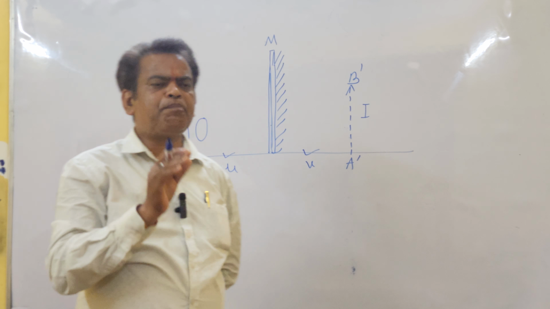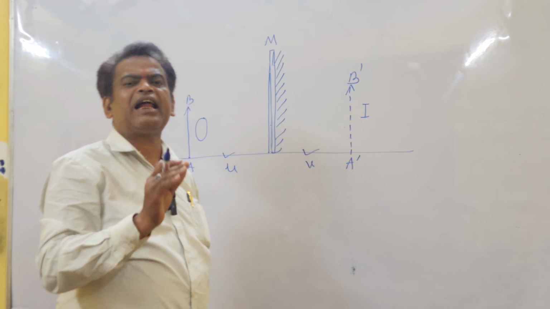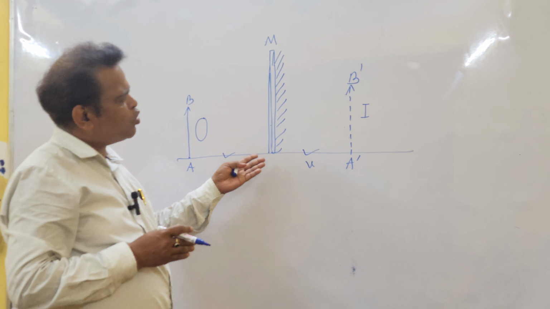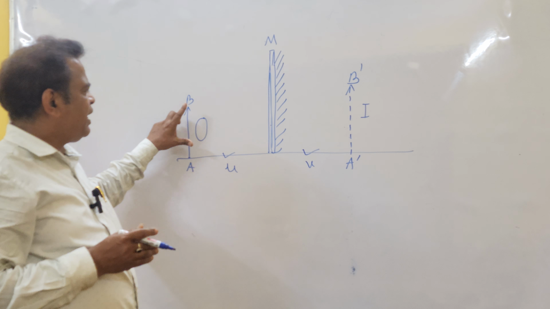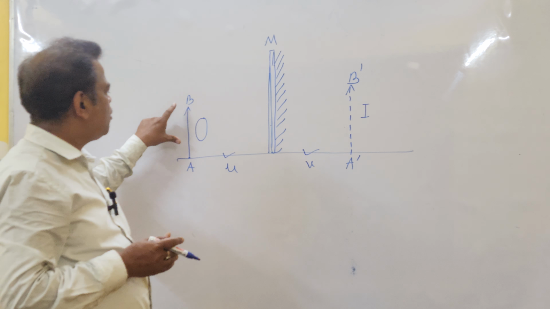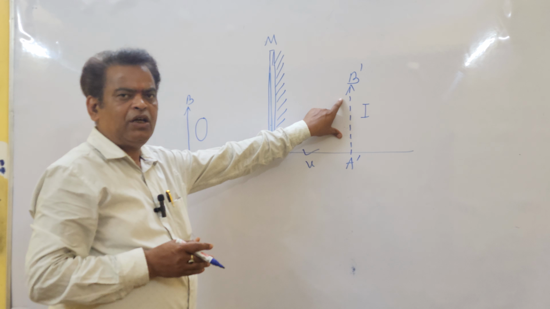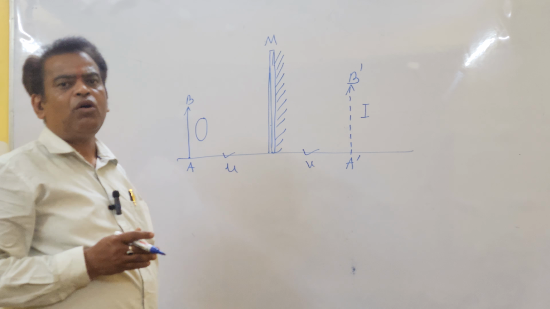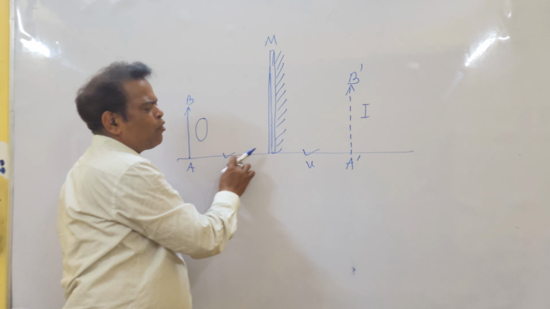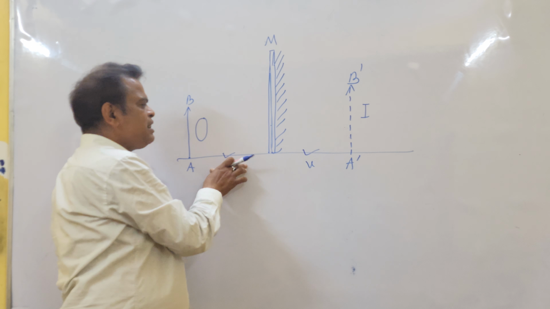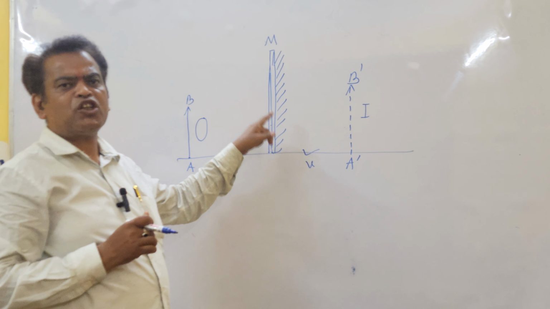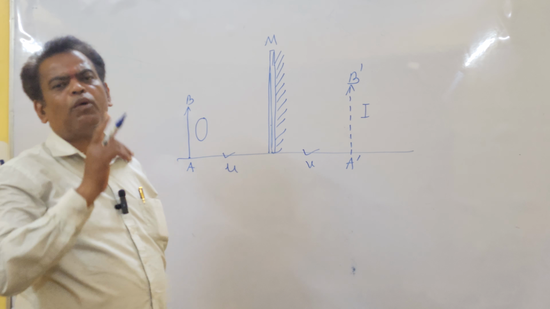The image formed by a plane mirror is laterally inverted, so that it is also one of the properties. And since object distance is equal to image distance and the height of the object is equal to height of the image, their ratio is equal to 1. If these two distances are equal, then this by this or this by this will be 1. So the magnification produced by a plane mirror is 1.